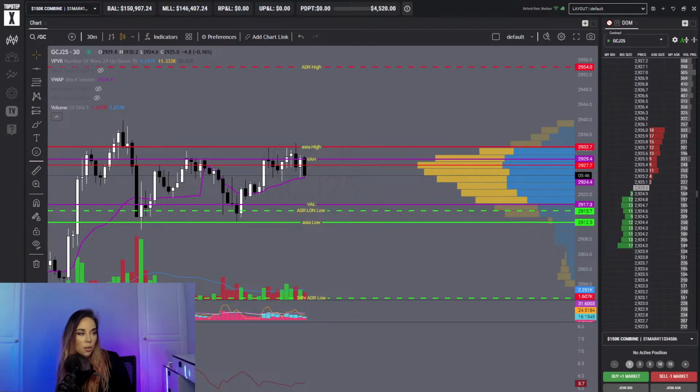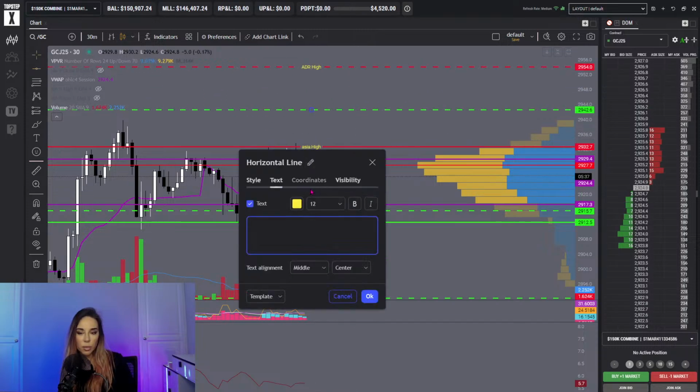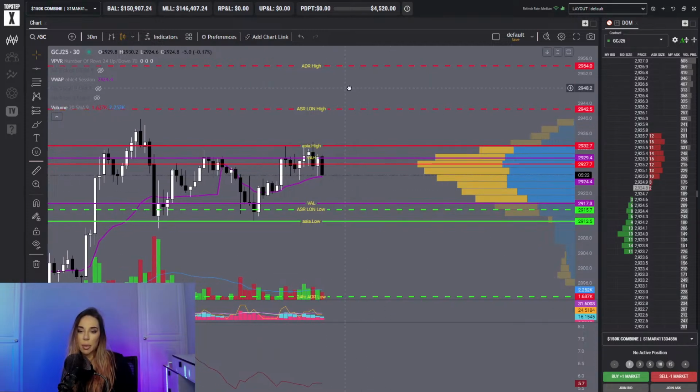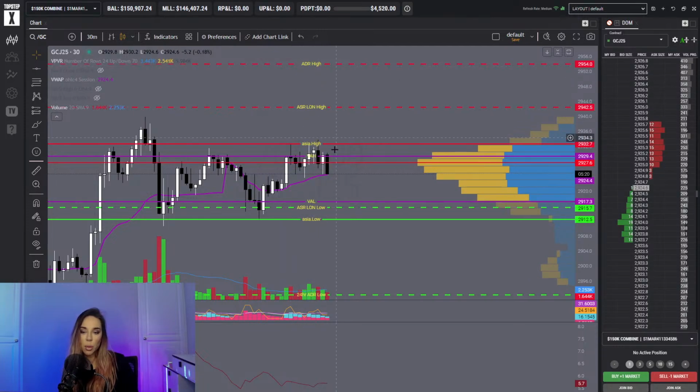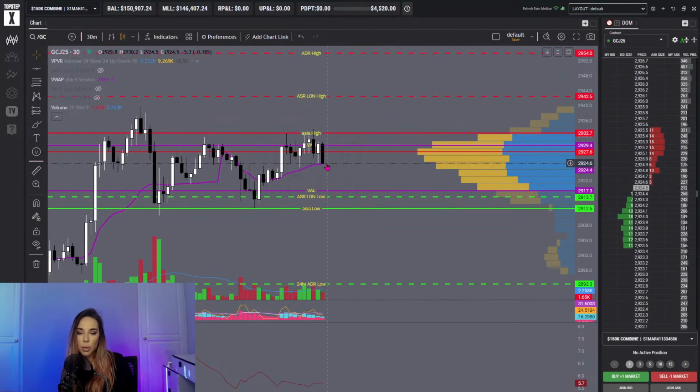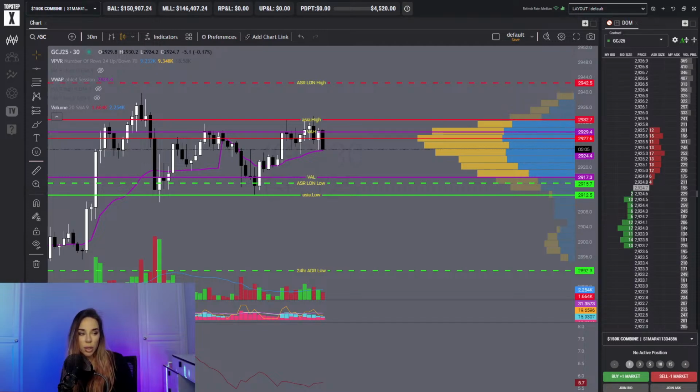Okay, the ASR high for London is 29.42.5. So let's put that on the chart as well. And we're going to use red because at that point we would expect some selling to happen, okay? As you can see right now, we're pretty far away from all of these, and we're just kind of moving inside the value from yesterday, going to VWAP, bouncing from VWAP, heading back to VWAP. This is the nature of a balanced day, which we have on the London session.